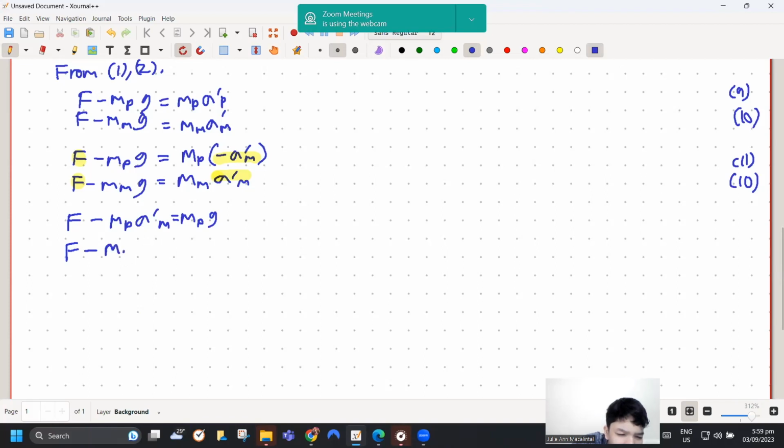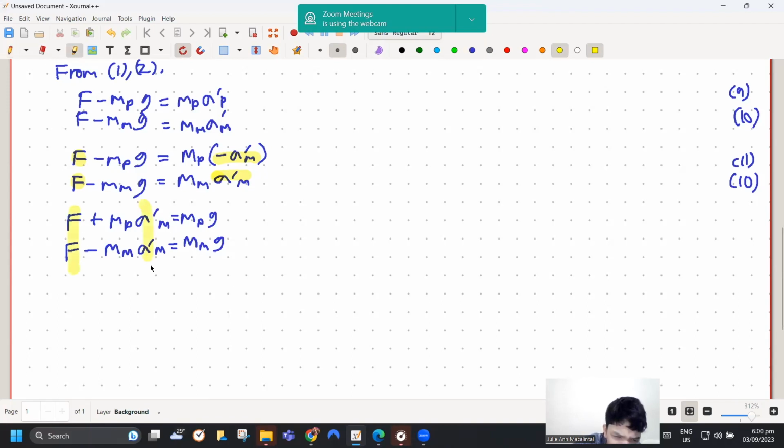F minus M sub M G minus M sub M A prime M is equal to M sub M times G. Di ba po dapat plus to? Oo nga, tama. Gawin mong plus. Ayun. Okay, and then you can plug in the numbers sa calculator, di ba? Diretso na.